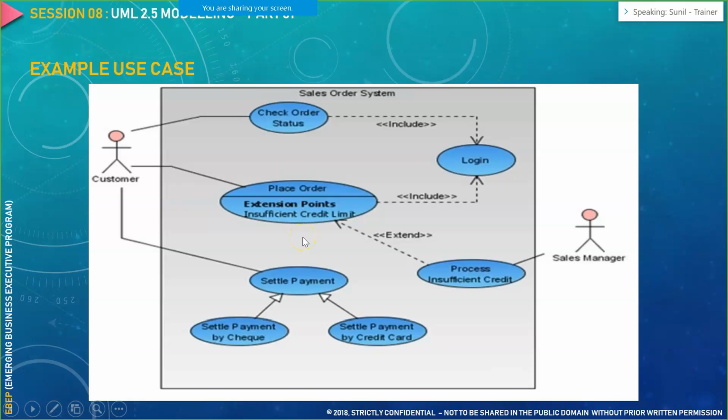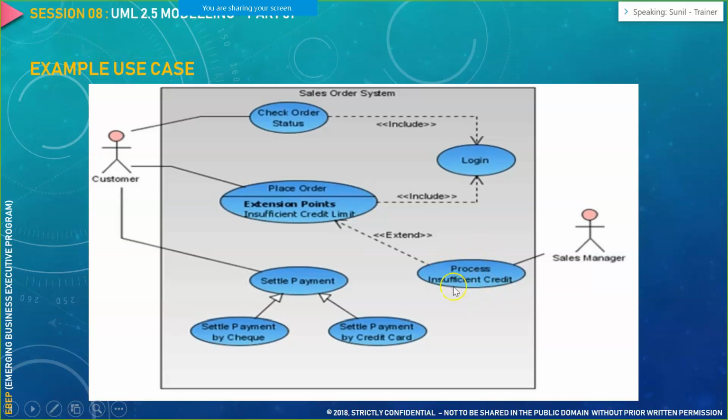Now this is an example use case. Here I have 2 actors, customer and sales manager, and this is my system boundary, and the system is called the sales order system. So customer is an actor and sales manager is an actor. Now we will try to view this requirement from both user perspectives. We will first start with the sales manager user. The sales manager user would be able to process insufficient credit. That is his functionality in this particular system.